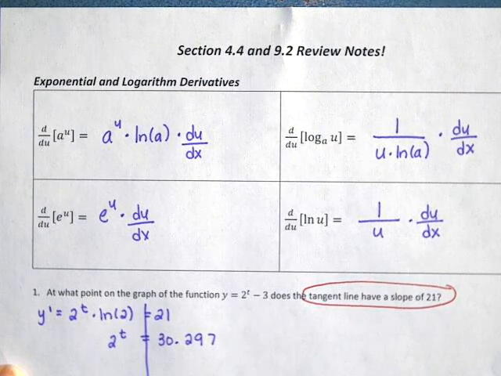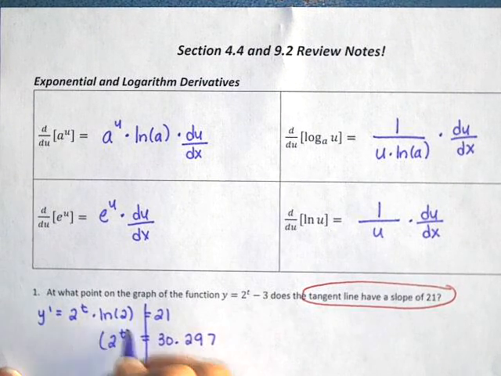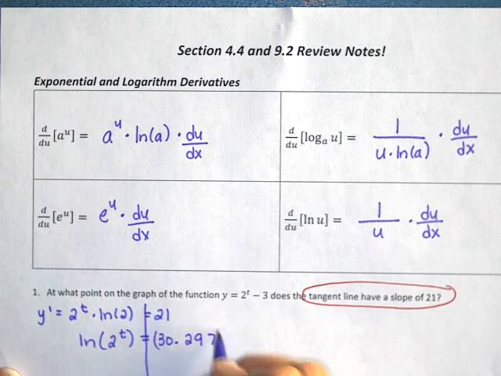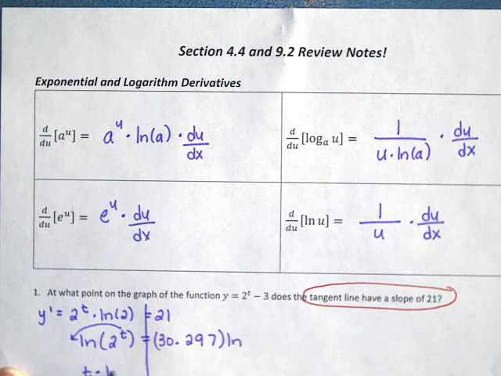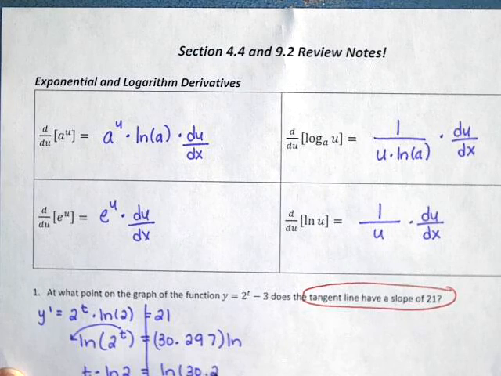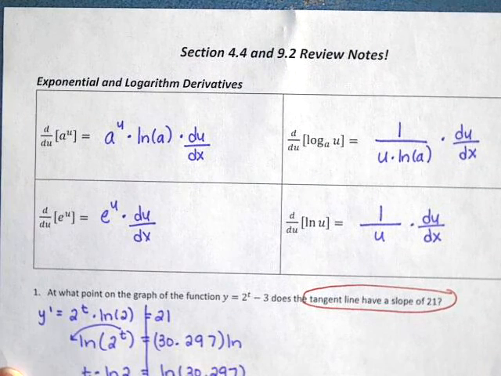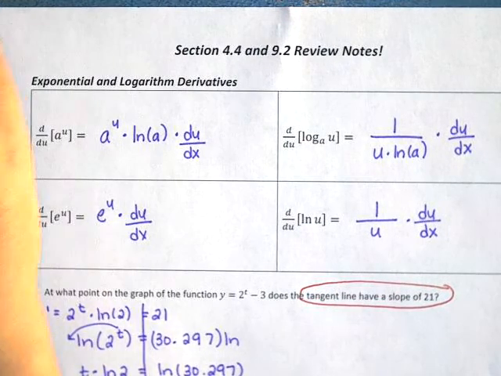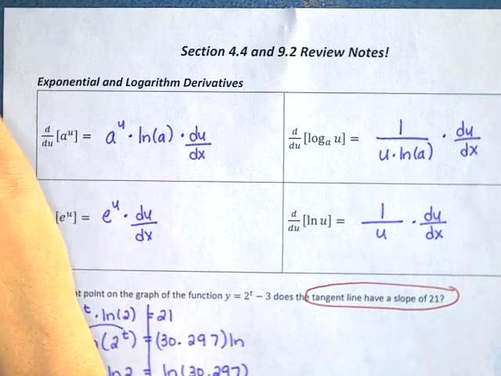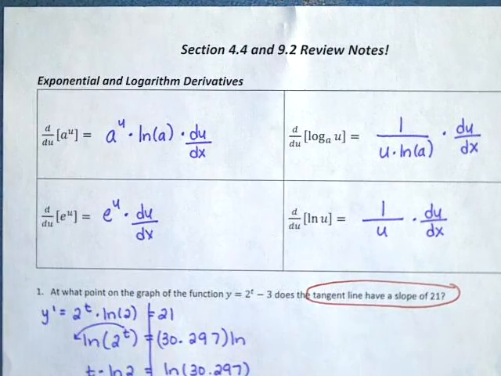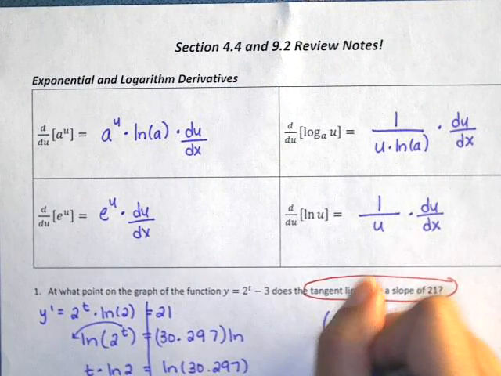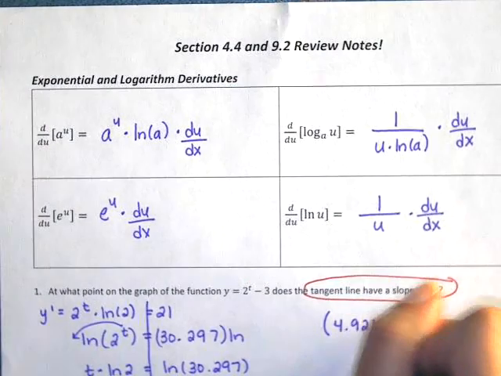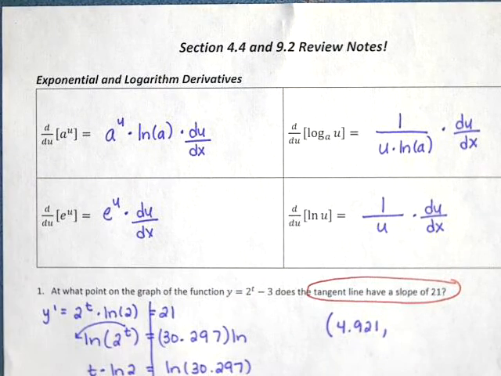is 30.297. To figure out that value, I'm going to natural log both sides. The t drops down, so I have t times the natural log of 2 equals the natural log of 30.297. So when I divide by the natural log of 2, I get 4.921.